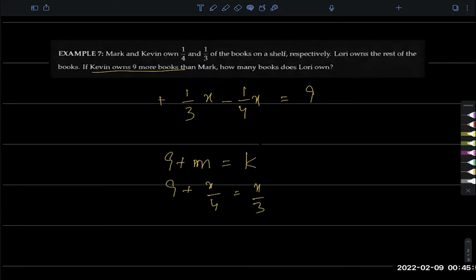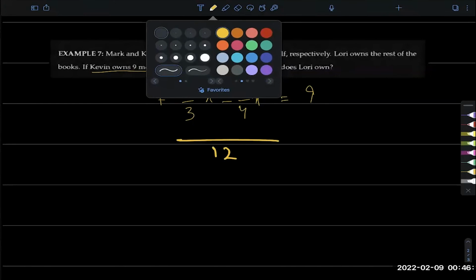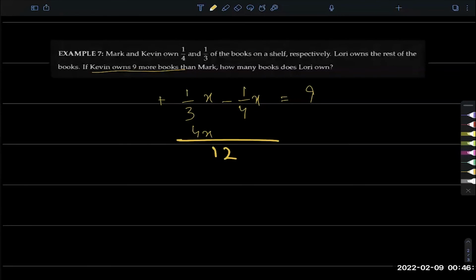Yeah, that's what I'm saying. So it doesn't really give me any advantage here. But yeah, it's the same as that one. So this is going to be 12. Sorry. Yeah. So 4x minus 3x equals 9. x equals 9 times 12. That is 90 plus 18, which is 108.